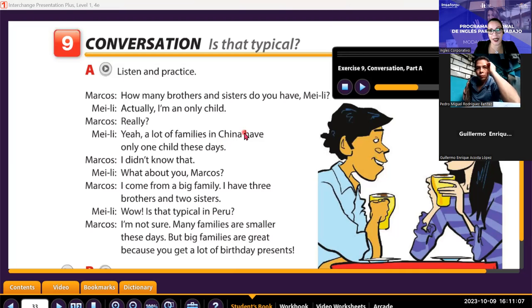Let's review. China. A lot of families in China have only one child.